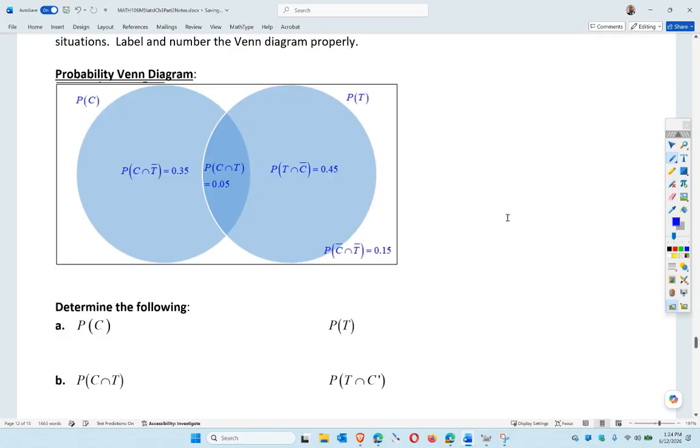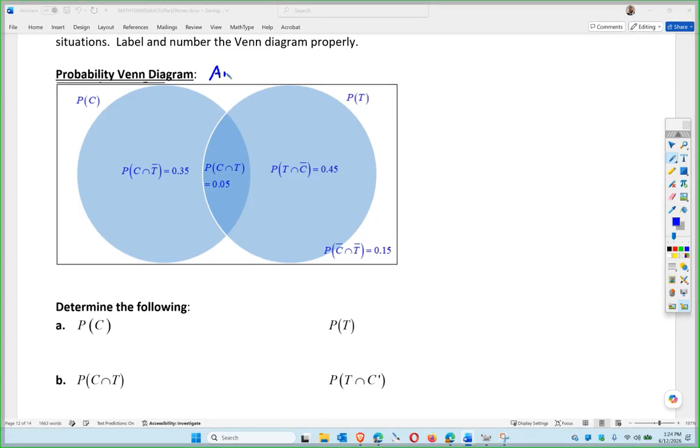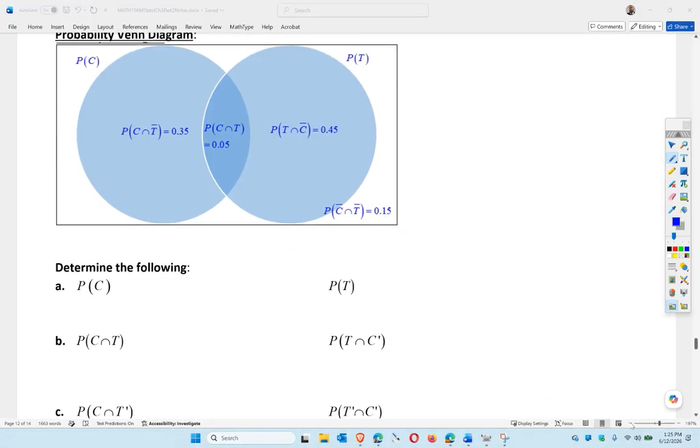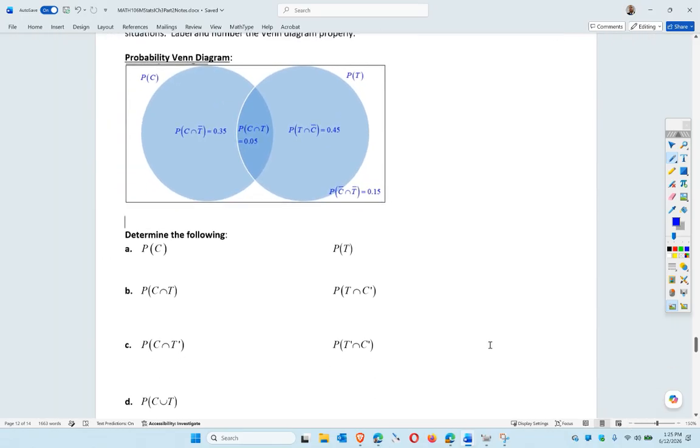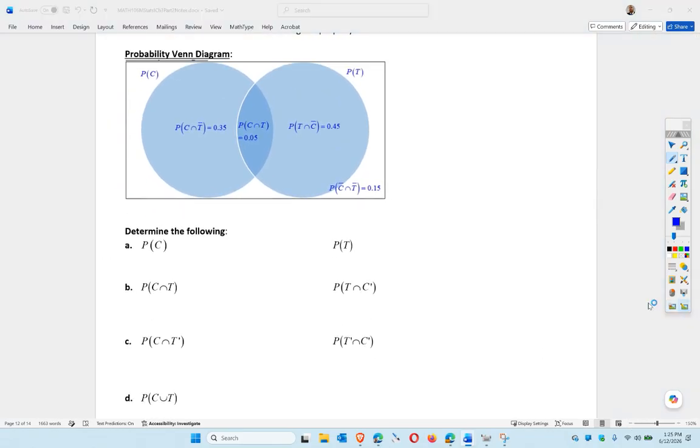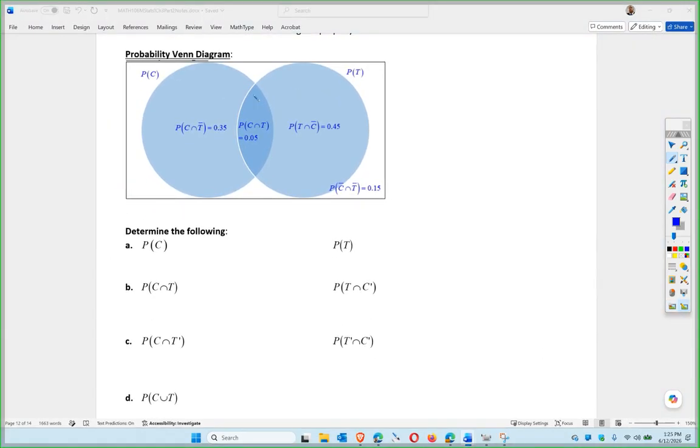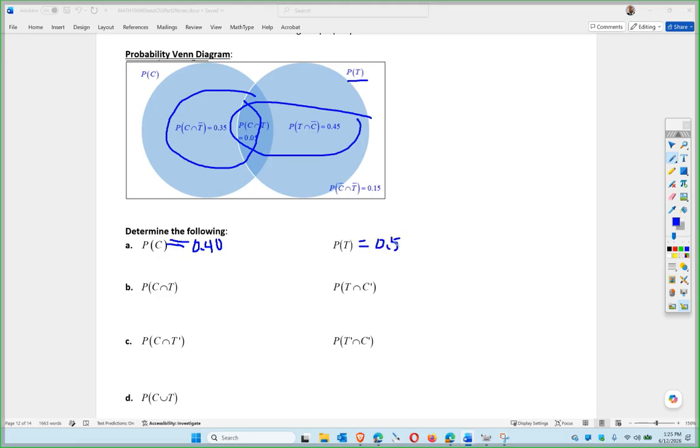So remember, the total area has to be 1, right? Okay, so if I convert this to symbols, what do I have, essentially? Let's get our questions in here. So P of C is obviously the whole circle, correct? So that's 40%, right? P of T is the whole circle, right? So that one is 50%, right?